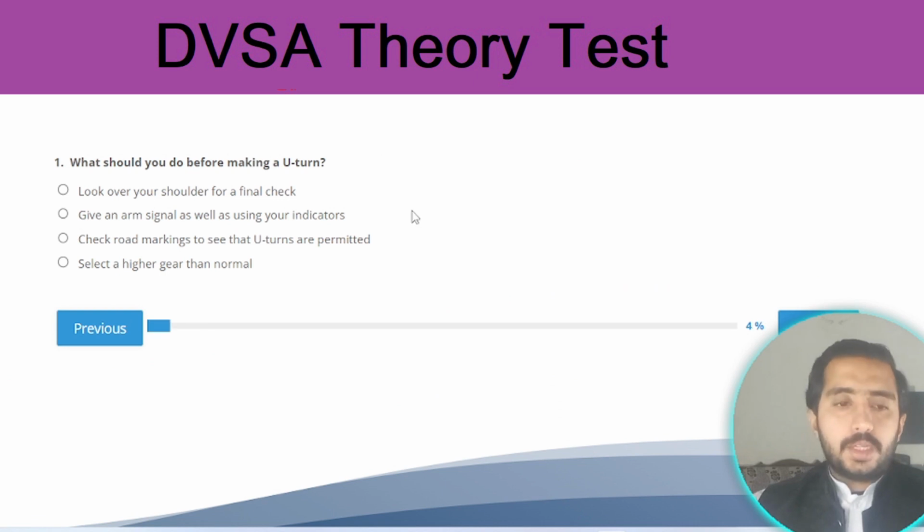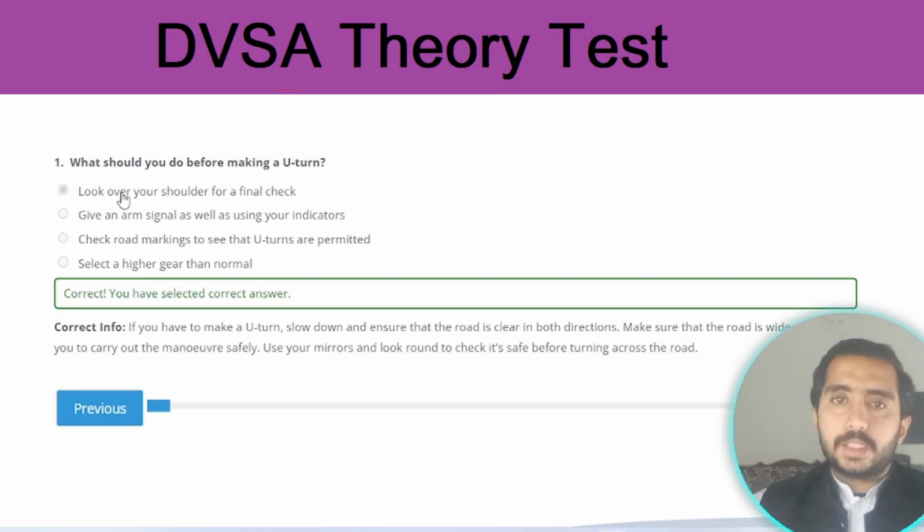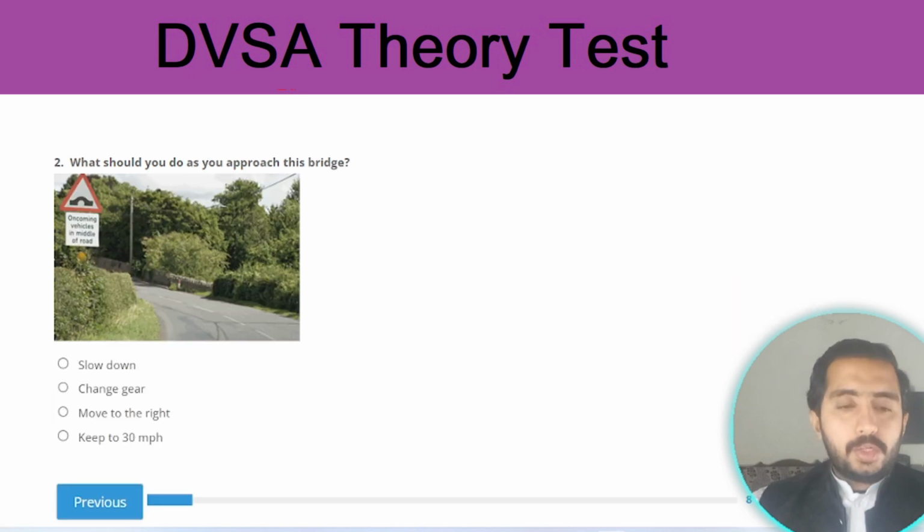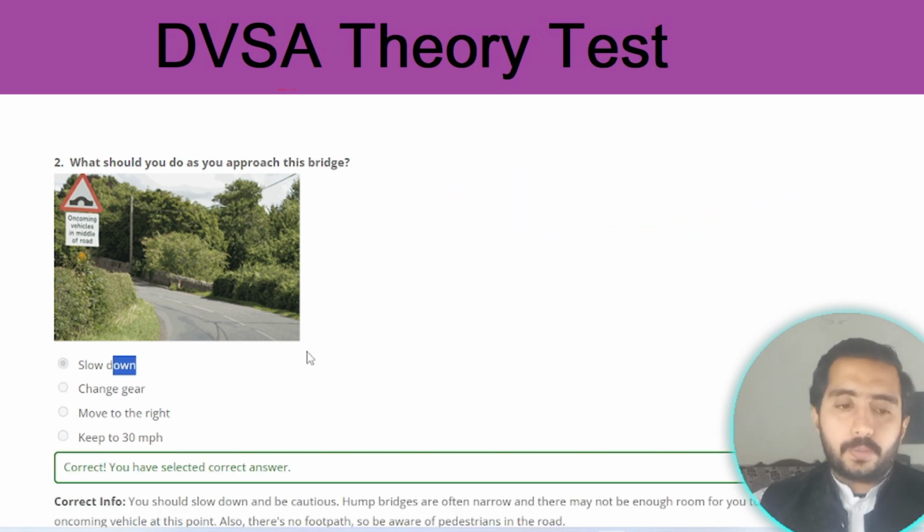Our first question is, what should you do before making a U-turn? The correct answer is look over your shoulder for a final check. Option A is the correct one. Next question. Question number 2. What should you do as you approach this bridge? The correct option is slow down. Option A is the correct one.